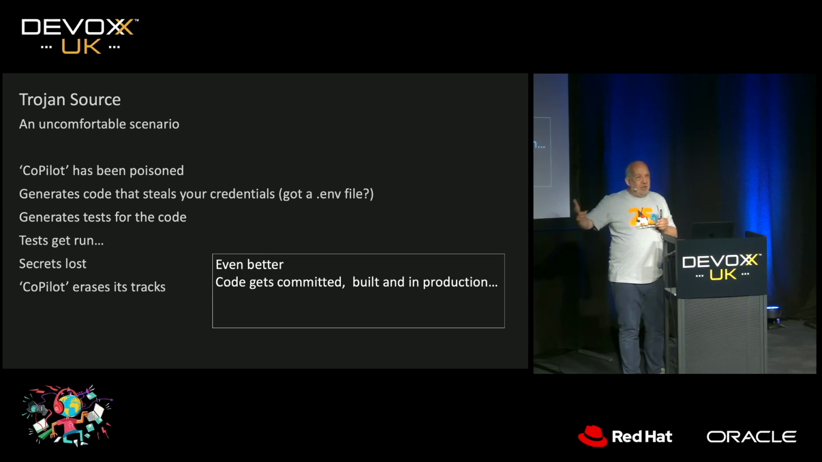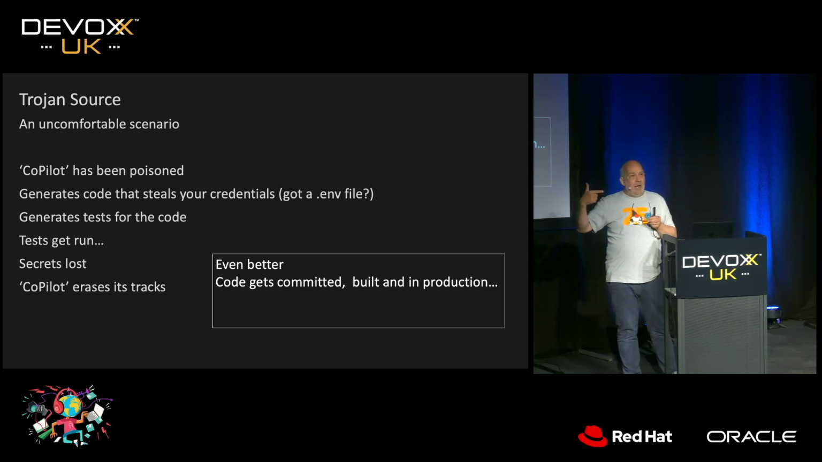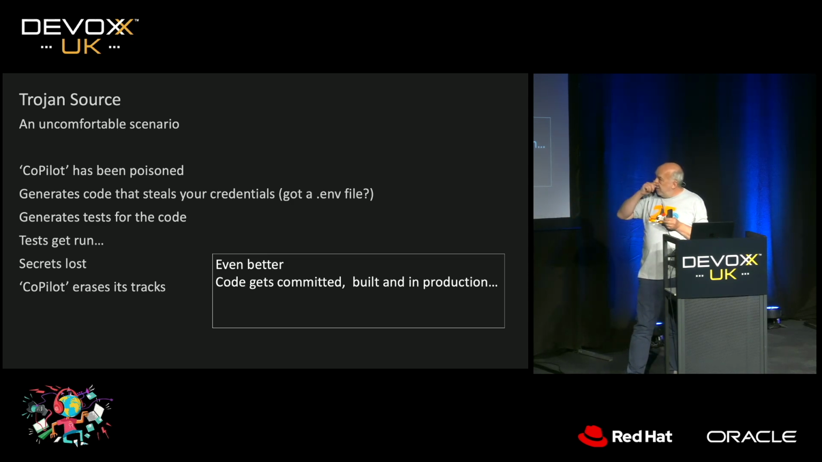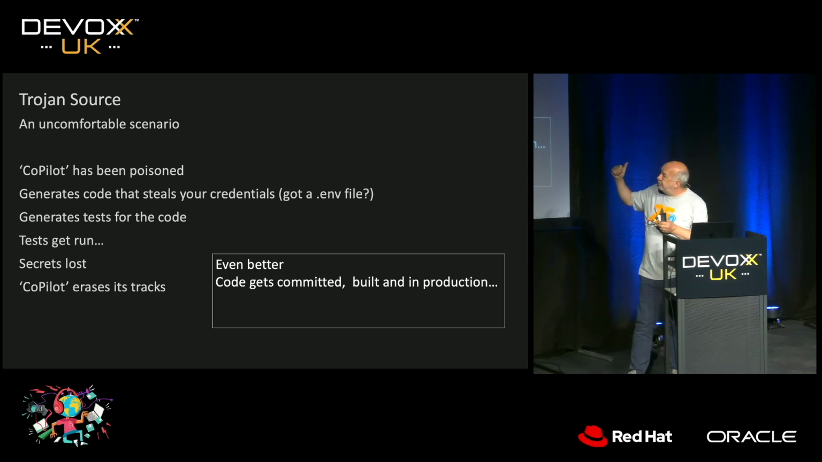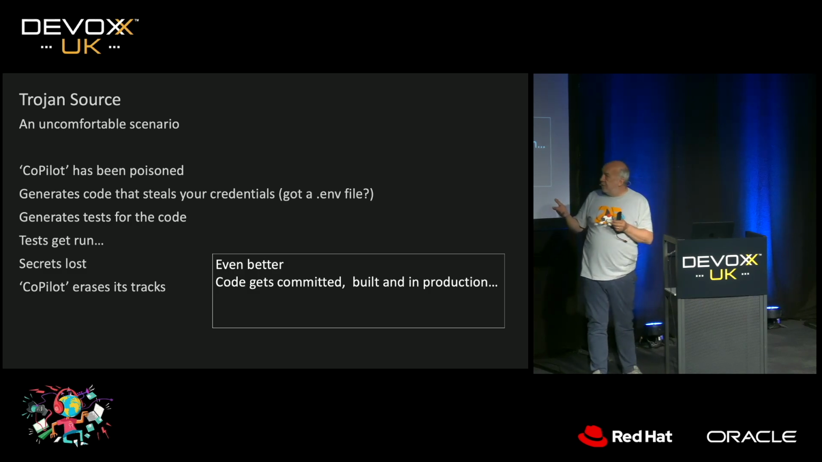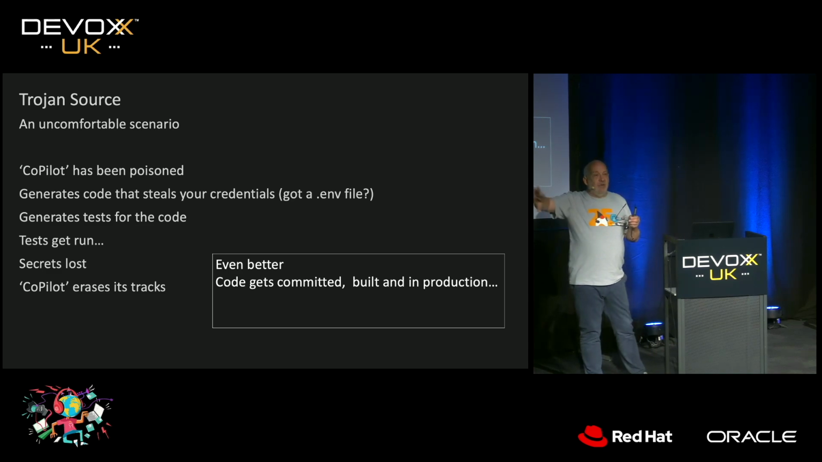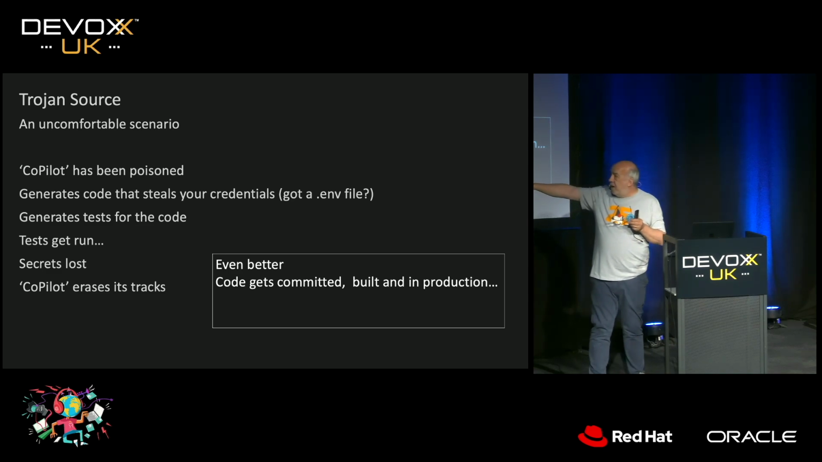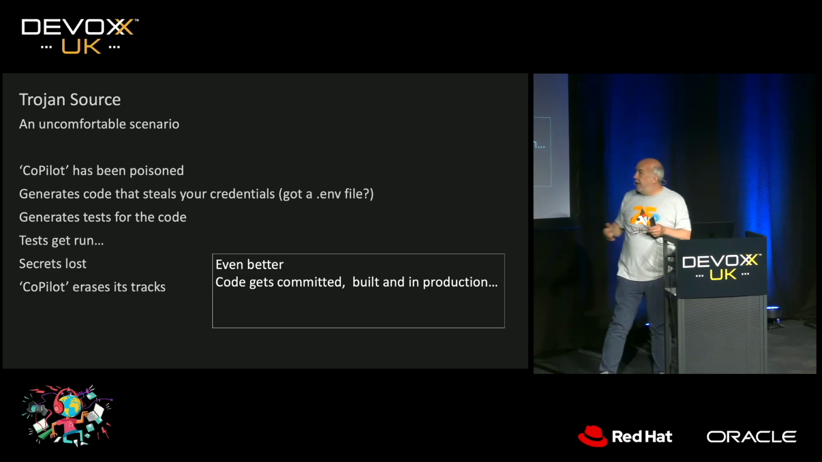But when you have a tool generating code, and the AI has been compromised, then you can get scenarios like this, right? You get a poisoned model, it generates code. Maybe it's done it and it's picked up your env file, okay? It generates tests for the code. The tests get run, and they're running on your machine, and those secrets get exfiltrated, and then the copilot erases its tracks. These things really are happening, okay?